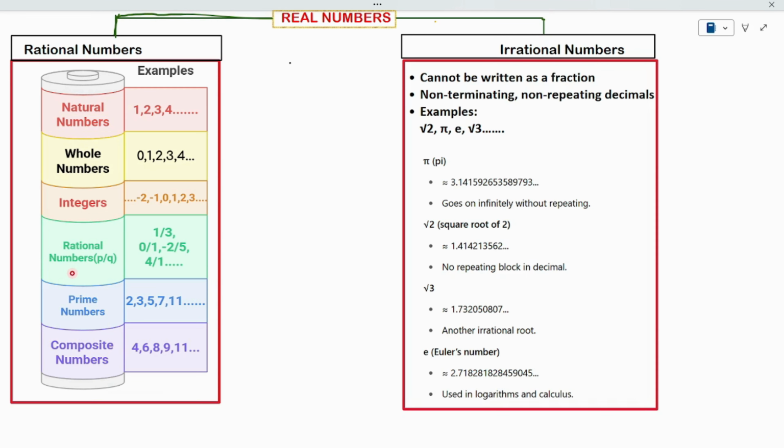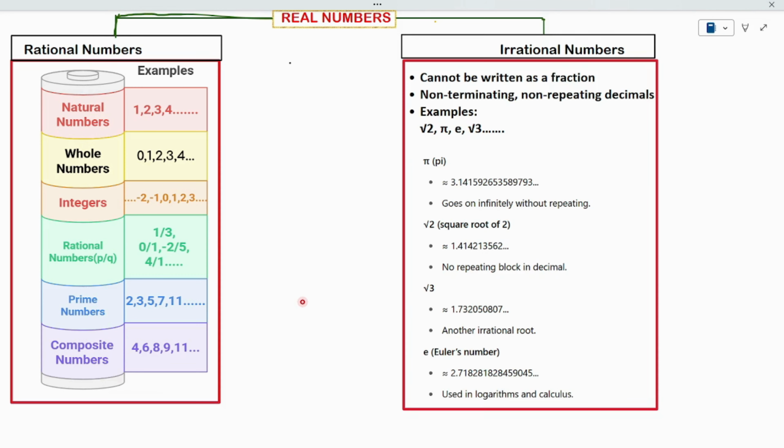Rational number. What is a rational number? Simply, any number which can be represented in p by q form, we can call it a rational number. See here, 1 by 3, 0 by 1, -2 by 5, 4 by 1. All these numbers are represented in p by q form, so I can call these numbers rational numbers.